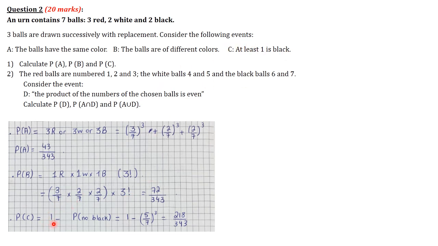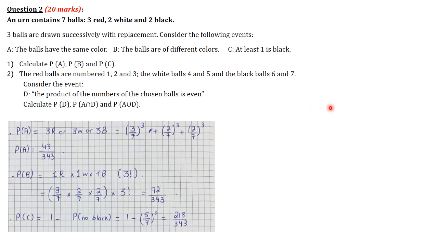Now, the balls are of different colors. So the first one is red, white, black, but it could be a different order, so 3 factorial. If the first one is red, means 3 over 7. The second one is white, 2 over 7. The third one is black, 2 over 7. So these 3 are multiplied by 3 factorial.